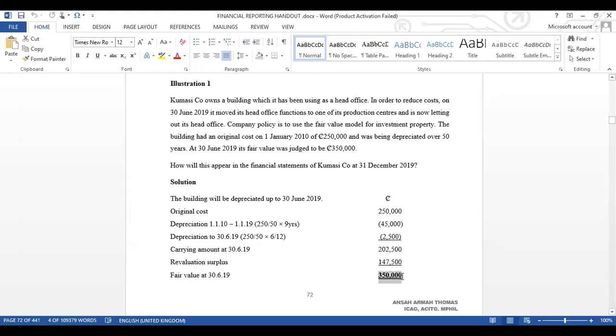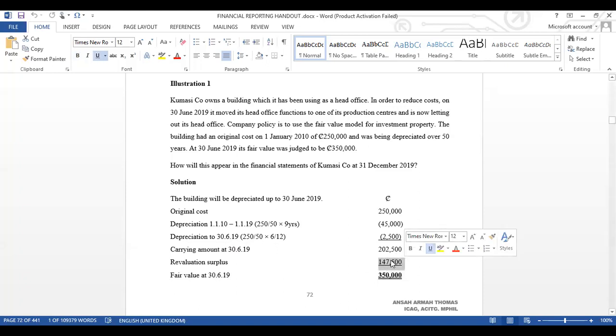June, which means that can't be the final value to the SPL because the account is prepared up to December. So it means from this point, the thing has become an IP. And since it's an IP, no depreciation. Remember, any further revaluation gain or loss will go to SPL. So take note of that. So you see this one, there's a revaluation surplus.